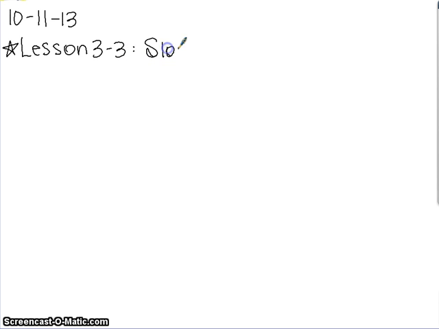Good morning, everybody. Today is October 11th, and we are going to move right on with lesson 3-3, all about slope. So this is actually going to be a review. You did see this in algebra, but since chapter 3 is all about lines, it just makes sense that we cover it again.